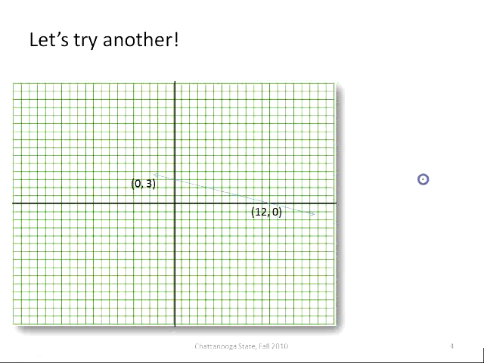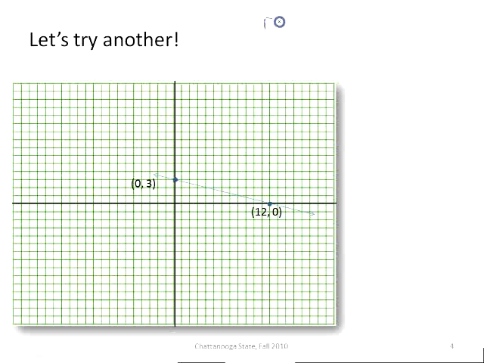Okay, let's try another one. Here I've got a line, and the 2 points that I have marked are the intercepts of that line. The point 0, 3 is the y-intercept because it's the point where the line is crossing the y-axis. The point 12, 0 is the x-intercept because it's the point where the line is crossing the x-axis.